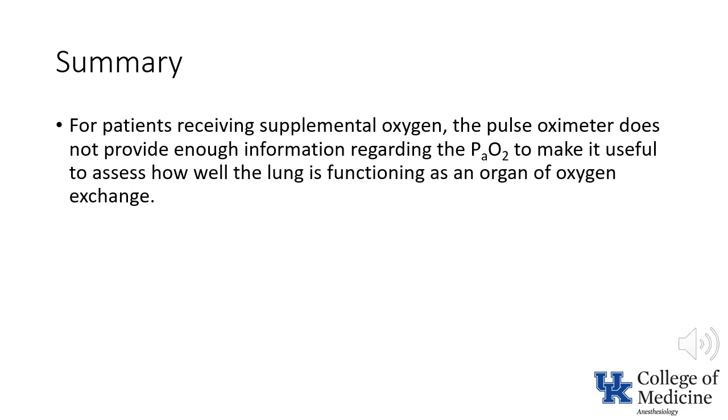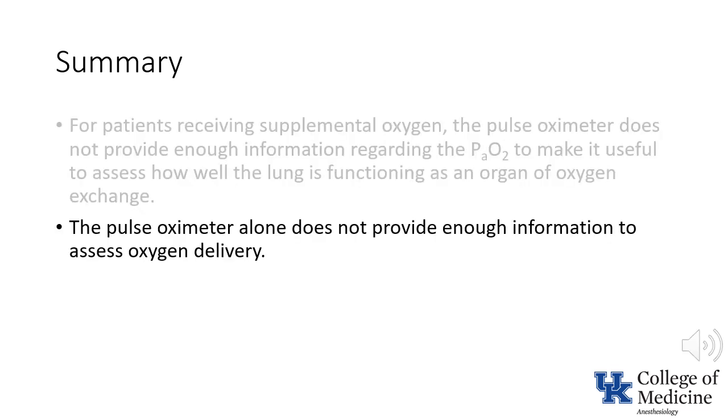The ratio of the partial pressure of oxygen in the arterial blood to the partial pressure of oxygen in the alveolus is the best way to determine how well the lungs are functioning as organs of oxygen exchange. The shape of the oxyhemoglobin dissociation curve means that an arterial PO2 of 100 is indistinguishable from an arterial PO2 of 600 using pulse oximetry. In the absence of knowledge about the hemoglobin concentration or the cardiac output, a pulse oximeter does not help assess oxygen delivery.